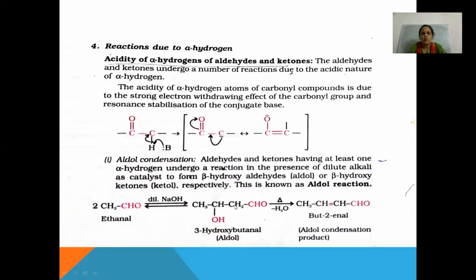This loses water molecule on heating and it results in the formation of alpha beta unsaturated compounds, and the aldol condensation product that is formed here is but-2-ene-1-al. I'll show you here on the board the reaction of ethanal, CH3CHO. HCHO, since it does not contain alpha hydrogen atom in it, will not undergo aldol condensation reaction.